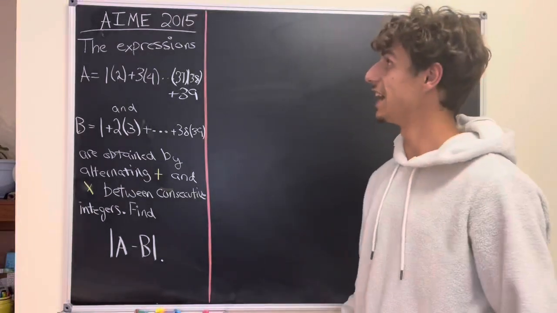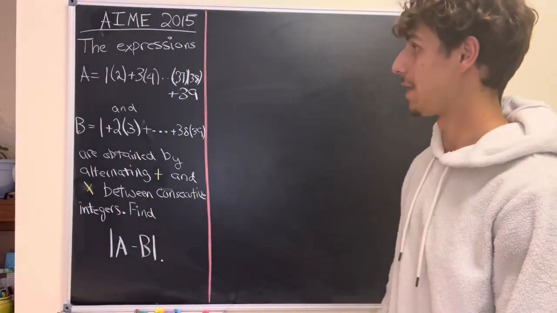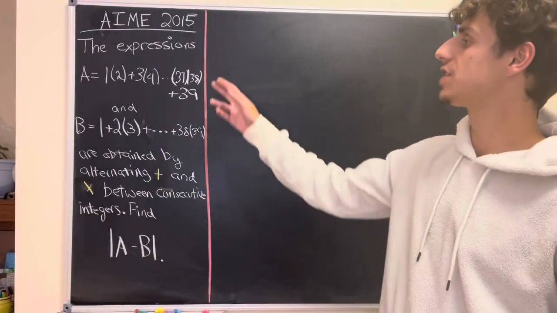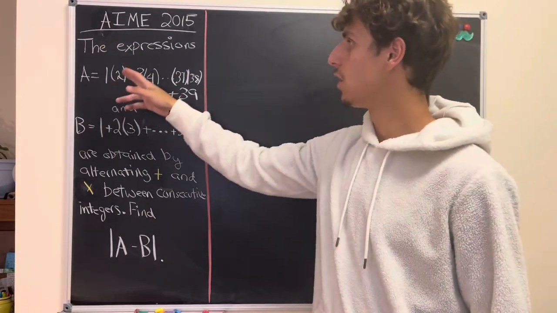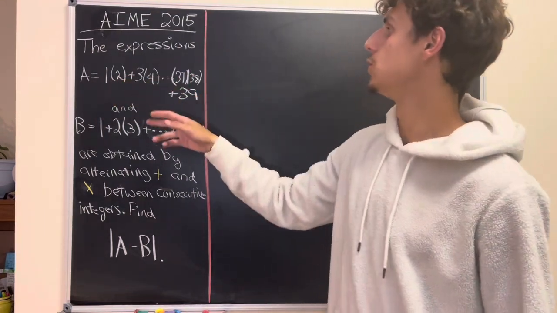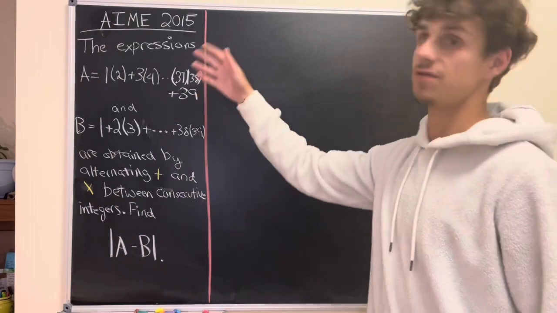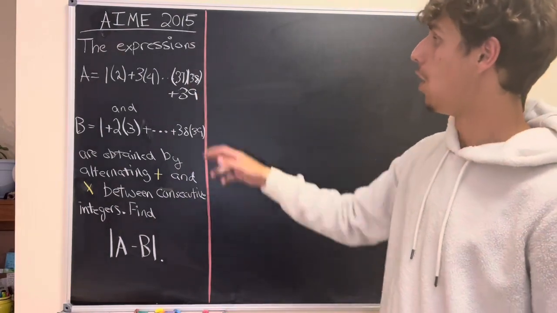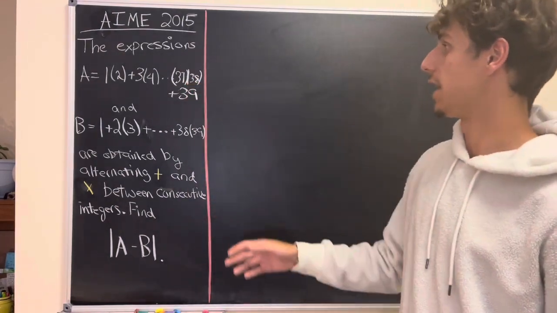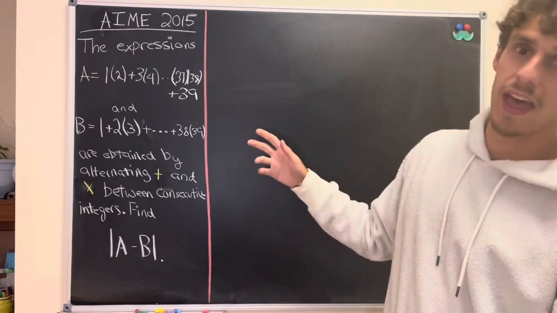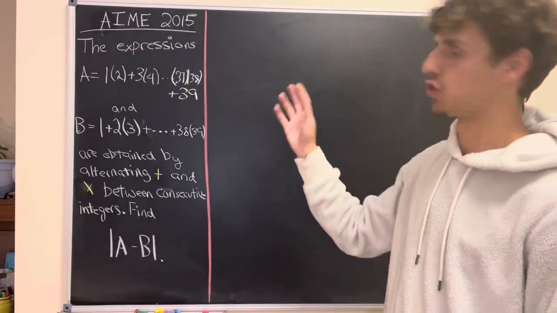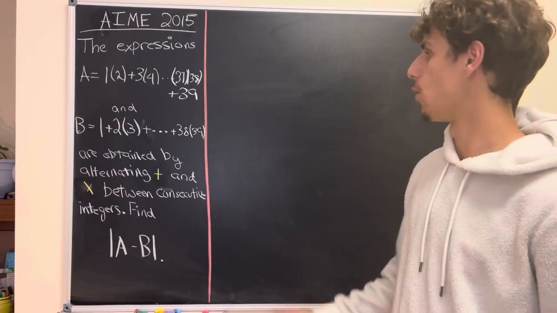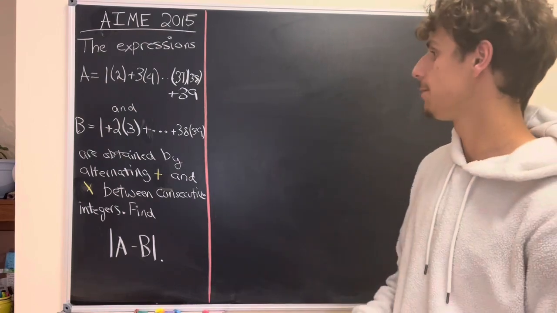Here I have a problem from the AIME 2015 math contest. It tells us that the expression A, which we'll define as 1 times 2 plus 3 times 4 plus 5 times 6 and so on, all the way up to 37 times 38 plus 39, and then it loops back around to 1 just this one time, but we didn't really write that 1 here because 39 times 1 is just 39.